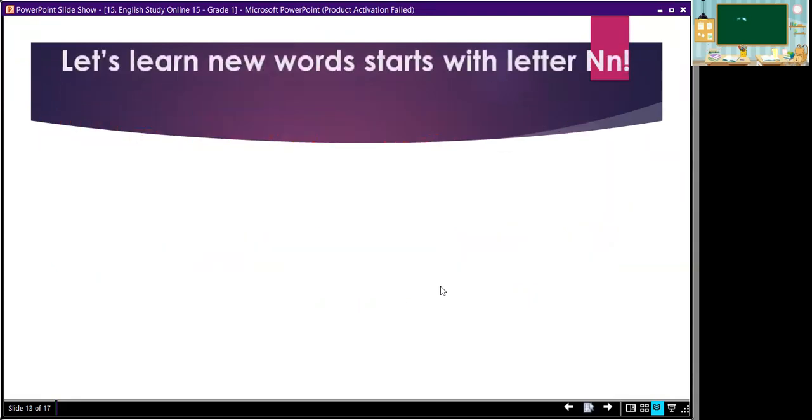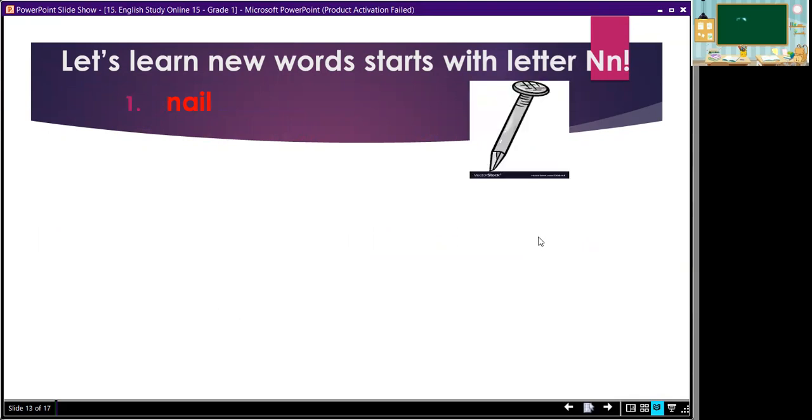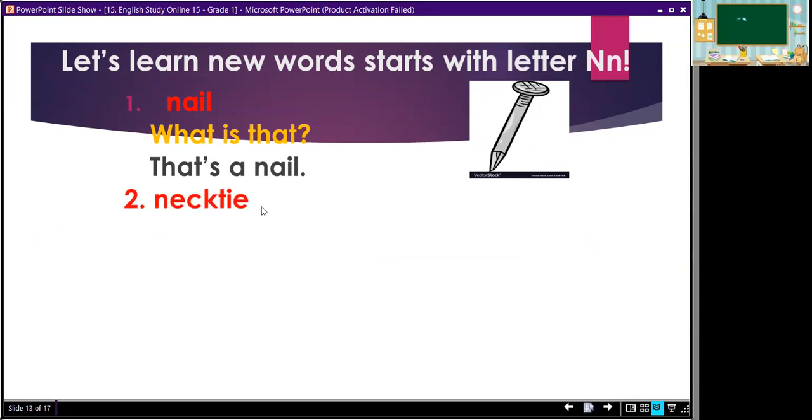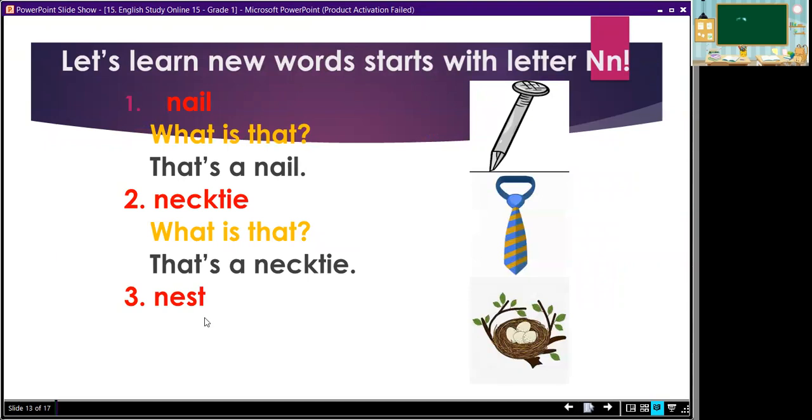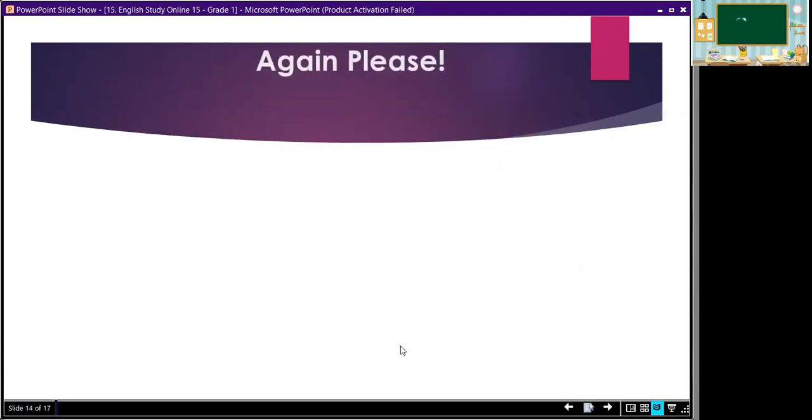Okay. Now let's learn new words starting with letter N. Nail. What is that? That's a nail. Okay. Necktie. What is that? That's a necktie. Nest. What is that? That's a nest.